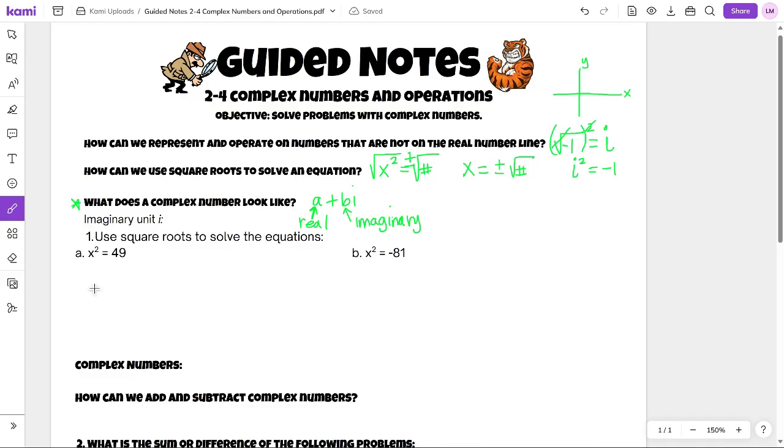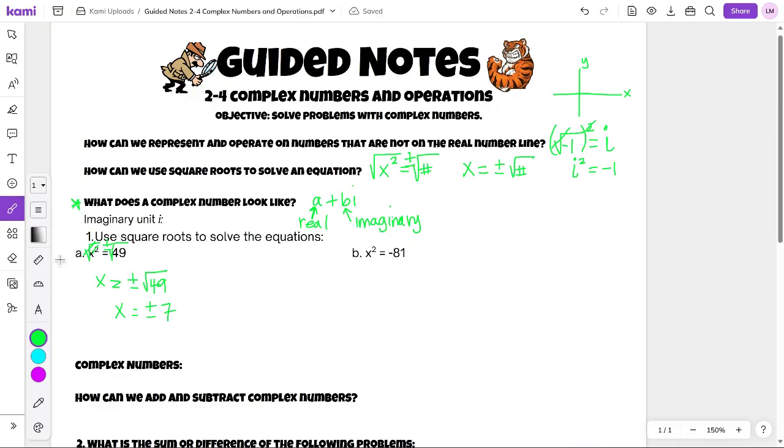All right, so let's talk about using square roots to solve an equation. I can take the square root of both sides of this equation. I make sure I put plus or minus in the front. The square root and the square cancel out. So I'm left with x equals plus or minus the square root of 49. x equals plus or minus 7.